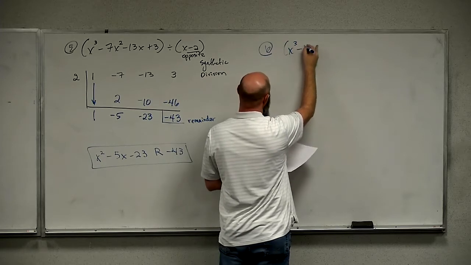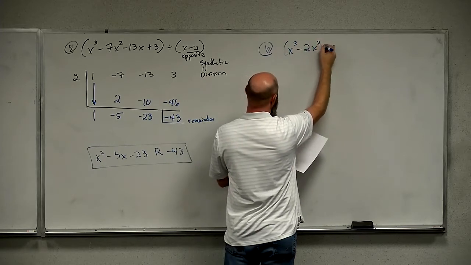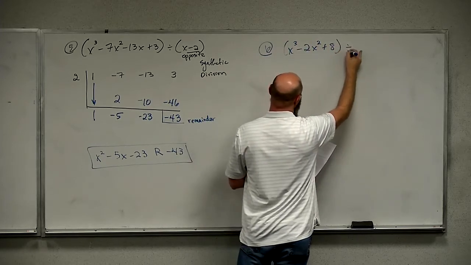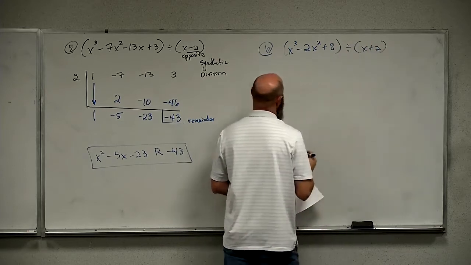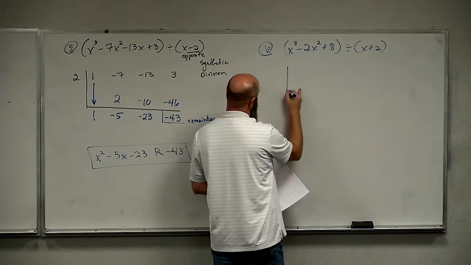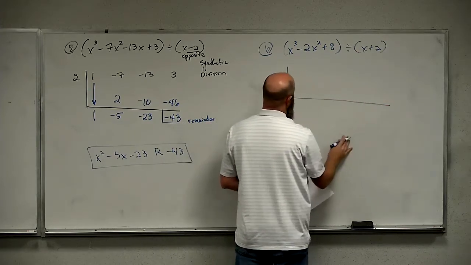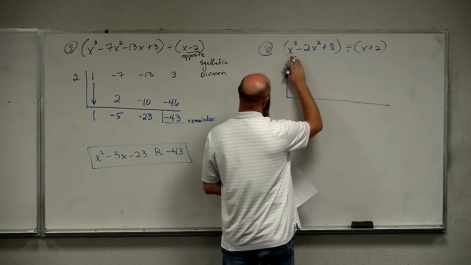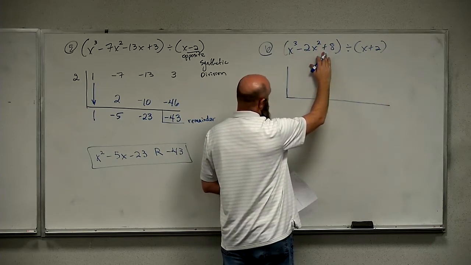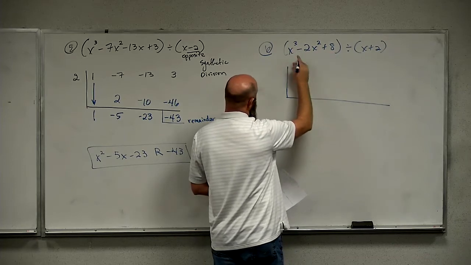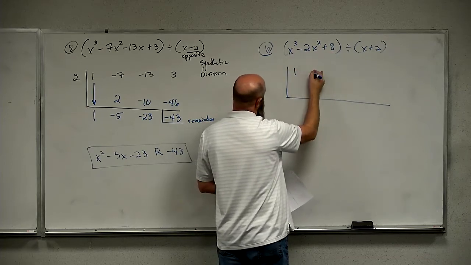x to the third minus 2x squared plus 8, divided by x plus 2. All right, so again, here we have 3, 2. I don't have a 1 power, so we're going to have to keep that in mind. And then 8. So 3, that has a 1, negative 2.